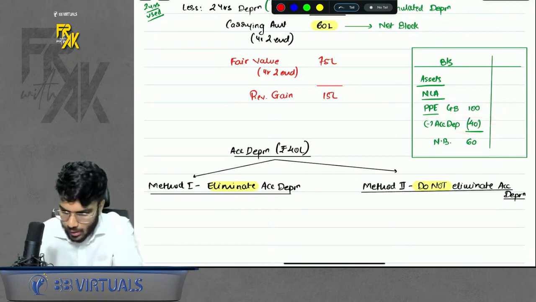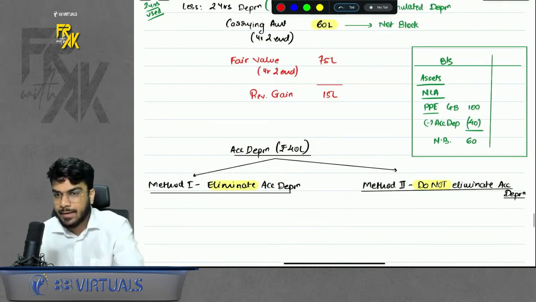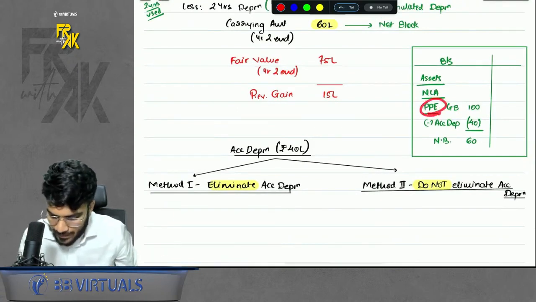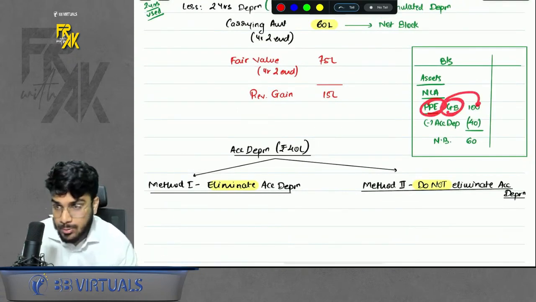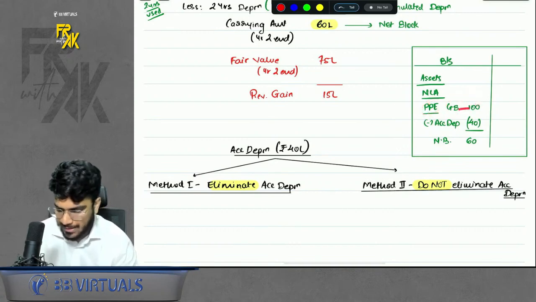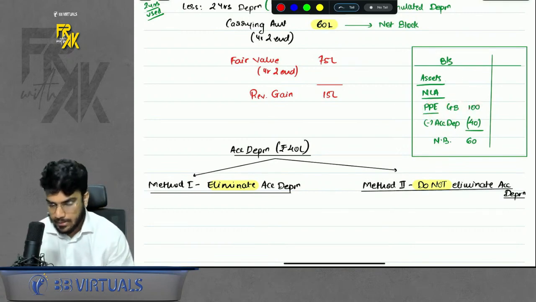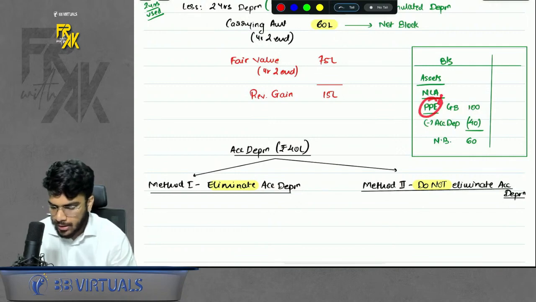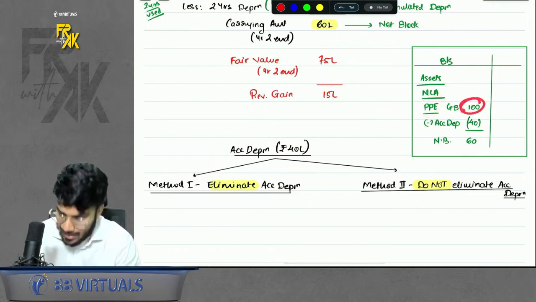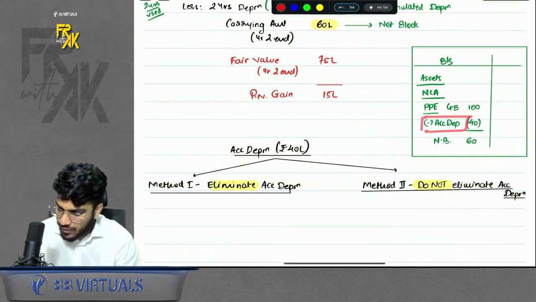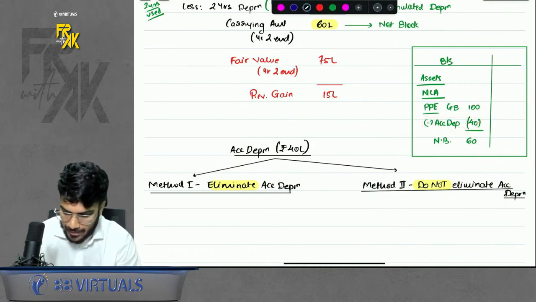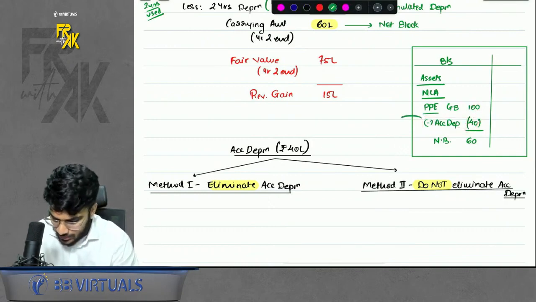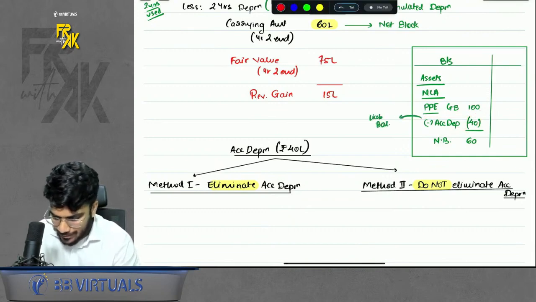How do we eliminate? We have to pass one journal entry. Let's suppose for PP, we have a gross block. An asset always has a debit balance. PP is shown under the asset side. But accumulated depreciation, we are reducing from the asset. That means accumulated depreciation is like a liability balance for us, if I'm not wrong, right?